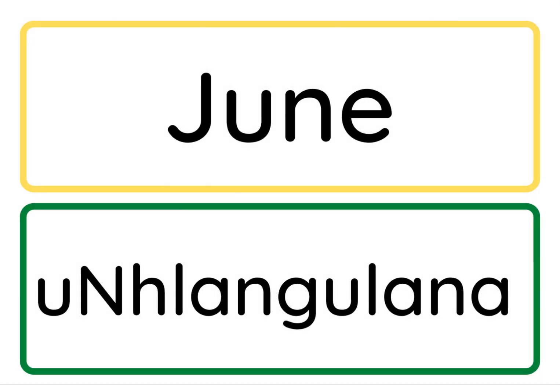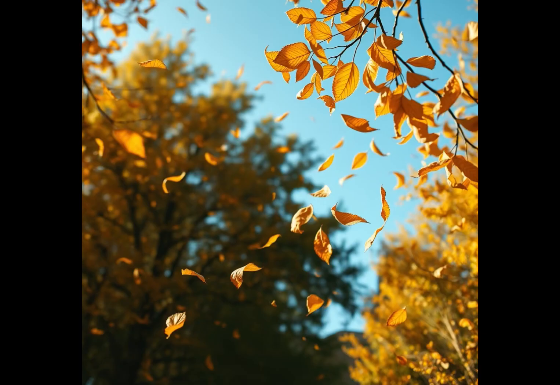June is Untlangulana. Untlangulana means scattering. During the month of June, there is so much wind, and it starts blowing the leaves off the trees and the ground. It's called Untlangulana, scattering, because leaves are blowing off the trees.